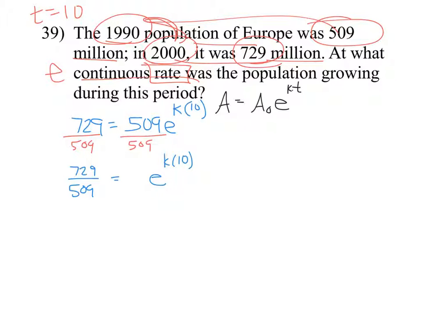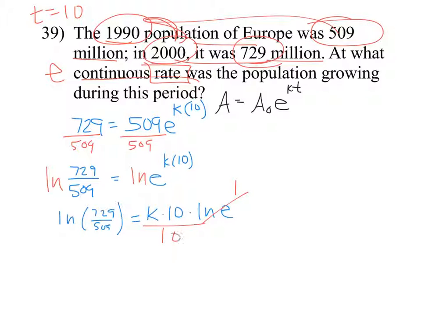And now I'm going to take the natural log of both sides, and simplifying that I get ln of 729 over 509. I'll worry about plugging that in the calculator later. And I'm going to bring down the k times 10 in ln of e. And I know that ln of e is actually just 1, so 10k times 1 is just 10k. So the only other thing I have to do to solve for k is divide by 10 to cancel that out. So dividing both sides, I get k equals, and then I have to put all that stuff into my calculator.